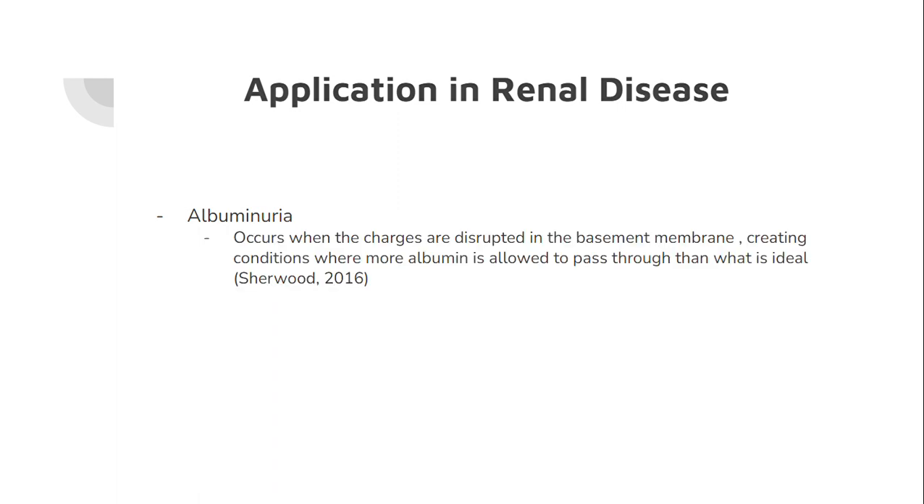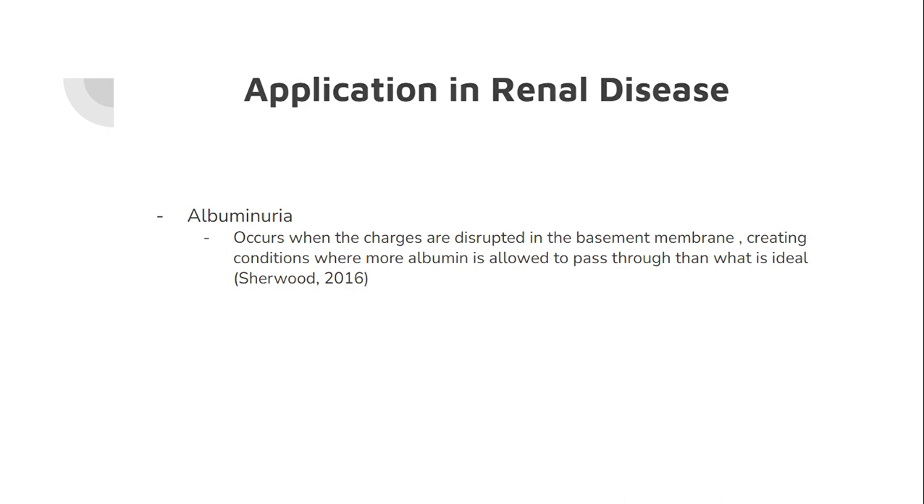Now, I wanted to call us back to earlier when I was talking about albumin. A real-life application of this would be something called albuminuria. This occurs when albumin is coming through in the urine. This can occur if the charges are disrupted in that basement membrane, and the basement membrane is no longer able to shoo the albumin away, and more albumin is being allowed through than what is ideal. It can create albuminuria.